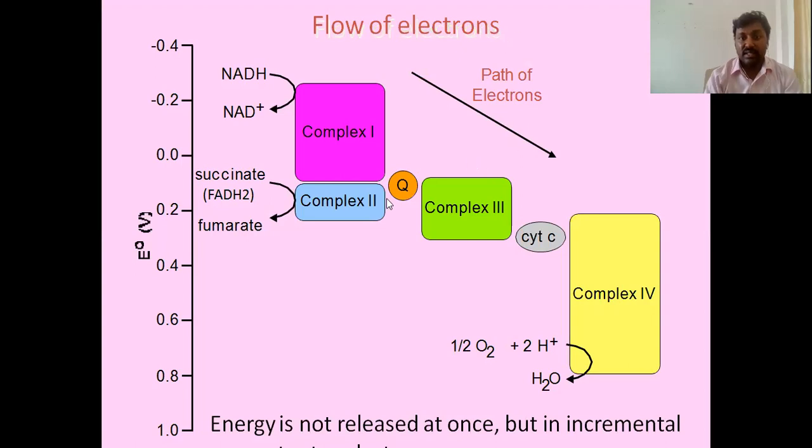Then it enters into complex 3 directly. Here again, complex 2 also transfers electrons to the ubiquinone Q. So coenzyme Q, not cytochromes, coenzyme ubiquinone receives the electrons and transfers them through complex 3 to complex 4. In complex 4, the electrons and H plus ions are utilized to produce water.